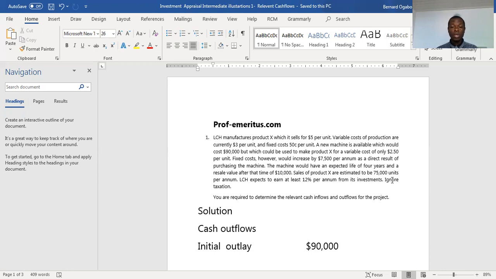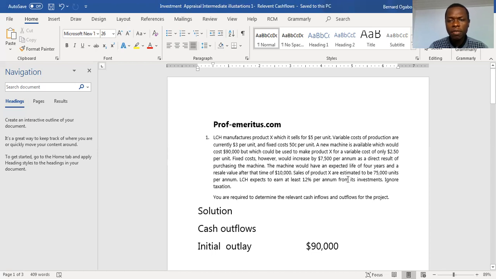Here we are just going to identify the relevant cash flow. Afterwards, we can use the same question to estimate the respective methods that are associated, especially the net present value method. For cash outflow, there's just one cash outflow for this project, and that is the initial outlay, as you can see here, because 90,000 is what is going to be expended to buy this asset.